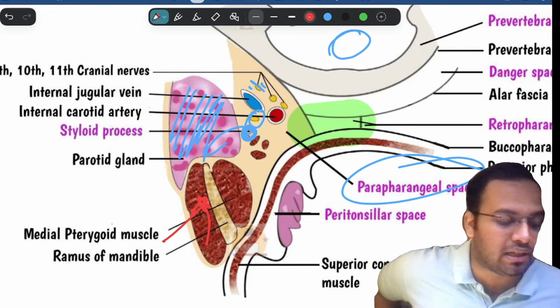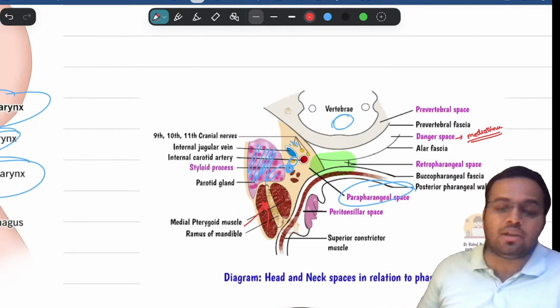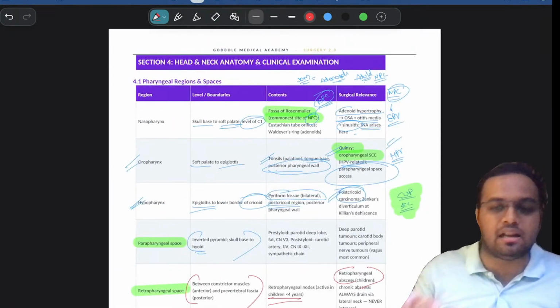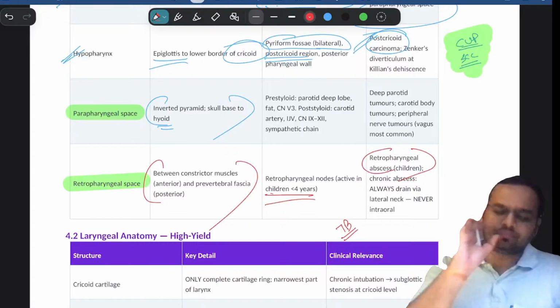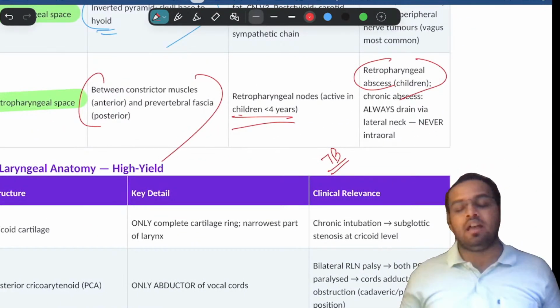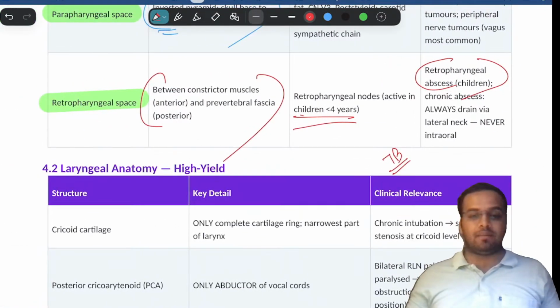Sir, when should I drain from the oral cavity? Whenever the child is in an acute condition, if you do not drain, the child is going to die because of sepsis. So in acute conditions, you are going to drain with the help of oral cavity access. So that is very important.